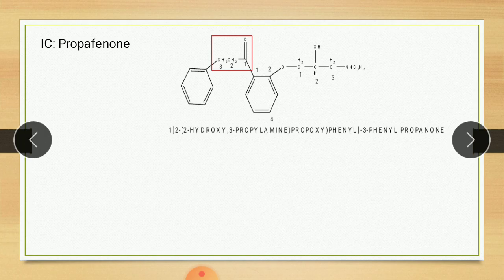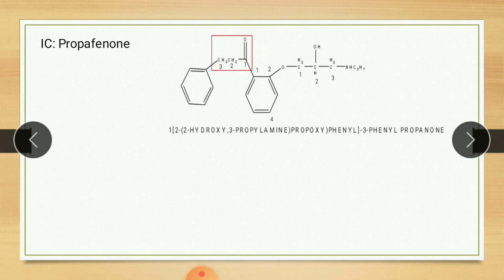Next drug is propafenone. So this is the structure of propafenone. The basic is propiophenone, 3 carbon with a ketonic group. So 1, 1 means this one, 2 means this 2, again 2 means this 2, hydroxy, this one is hydroxy, 3 propyl, so it is a propyl group on the third position, 3 propylamino. Propoxy means propane with oxygen group, so it is a propoxy. Phenyl means this phenyl, again here 3 phenyl, propiophenone. So the IUPAC name is 1 [2 (2 hydroxy 3 propylamino propoxy) phenyl] 3 phenyl propanone.